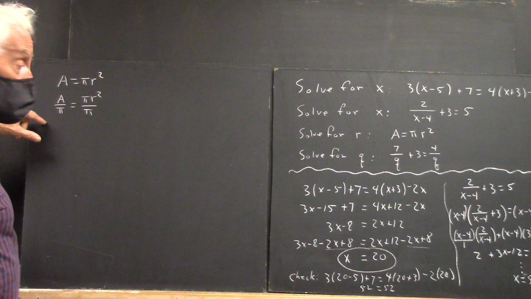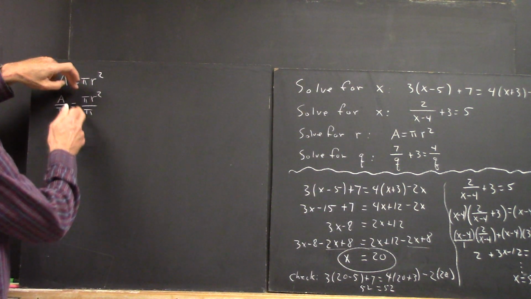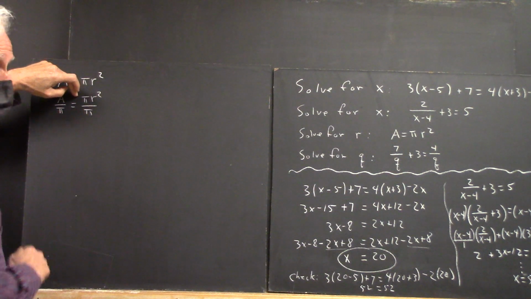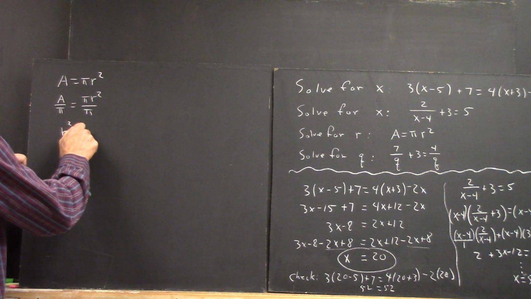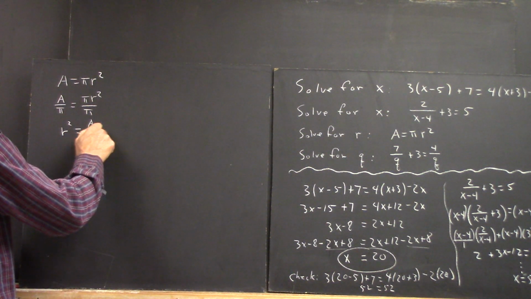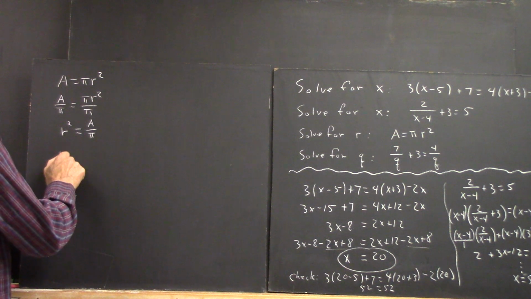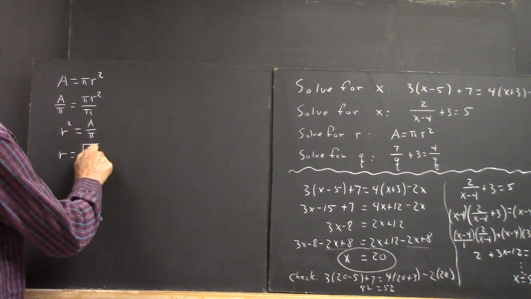Okay, A over pi then is pi r squared over pi. We know that then you can separate that out: pi over pi times r squared over 1 just gives you r squared. We usually want the variable we're solving for on the left, so I'll just switch sides. So you want to say r is the square root of A over pi.